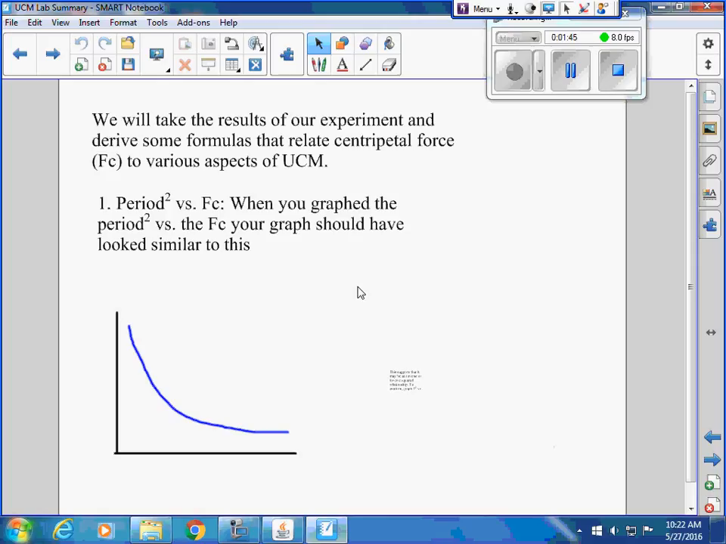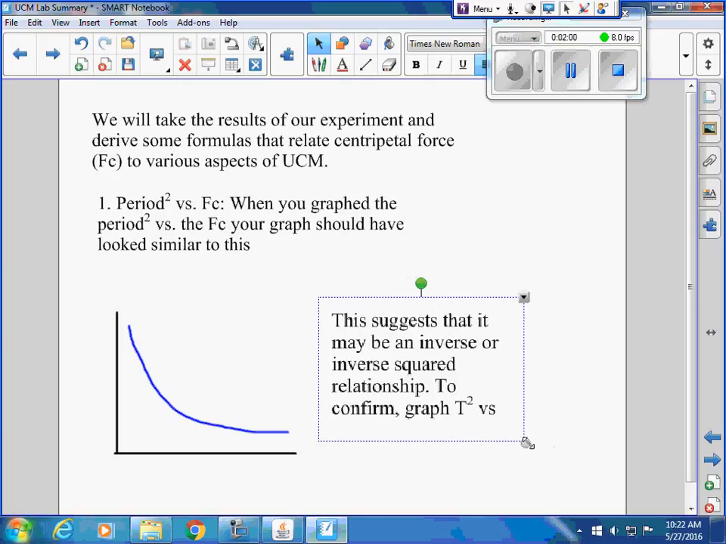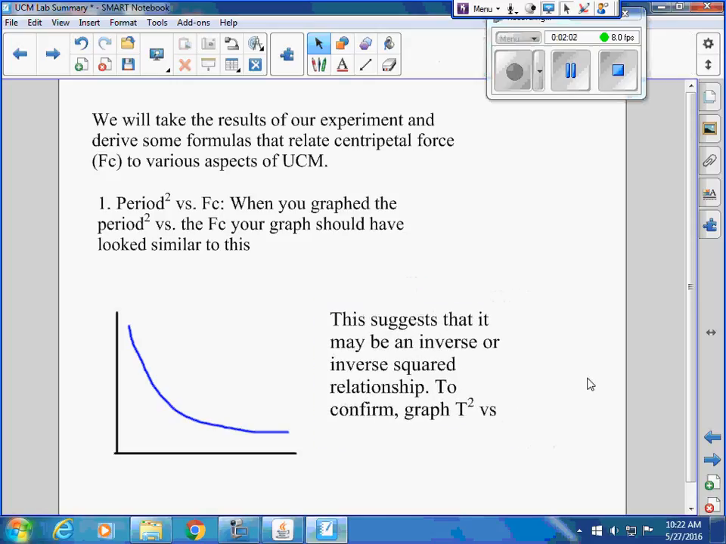You don't remember? Okay. So what this tells us is that it was not a linear relationship. This suggests that it may be an inverse or an inverse squared relationship. So a real scientist, to try to figure it out, would use a computer, but in the old days, they would have graphed T squared versus 1 over Fc, which is what I had you do.